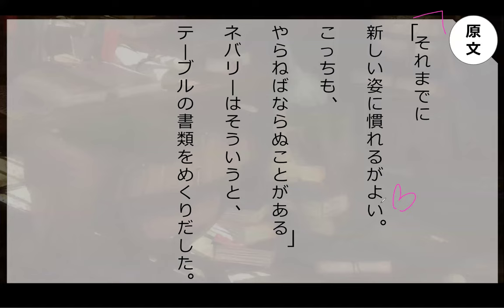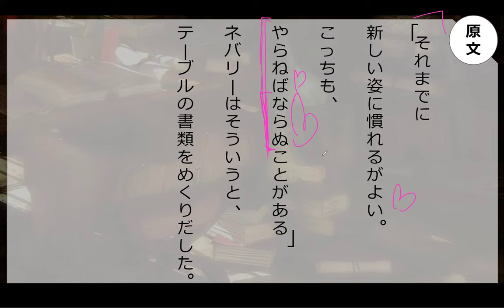Then he says, kochi mo. Basically, he is referring to himself now. Yaraneba, from yaru, to do, but here it is the conjugation of the conditional eba form. So it's yaraneba naranu. Naranu is the negative form from nai, but now it's conjugated with the conditional eba form. So it's yaraneba naranu.